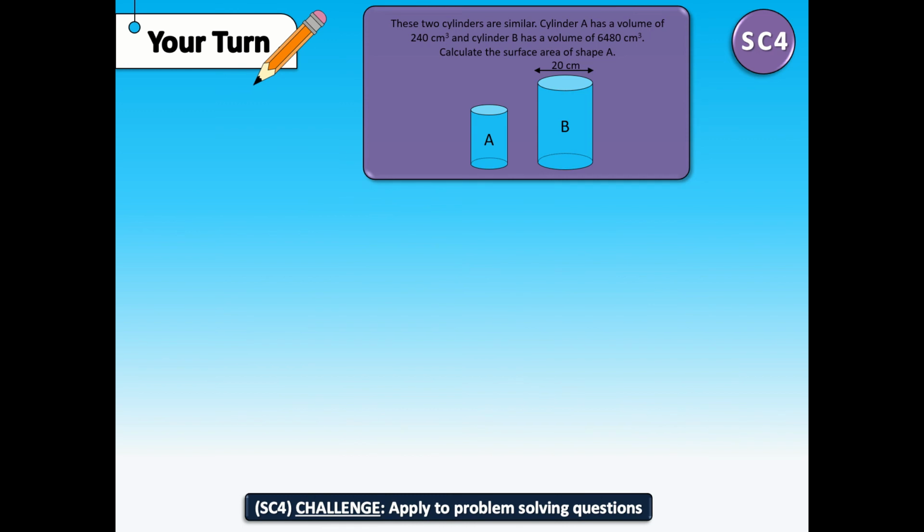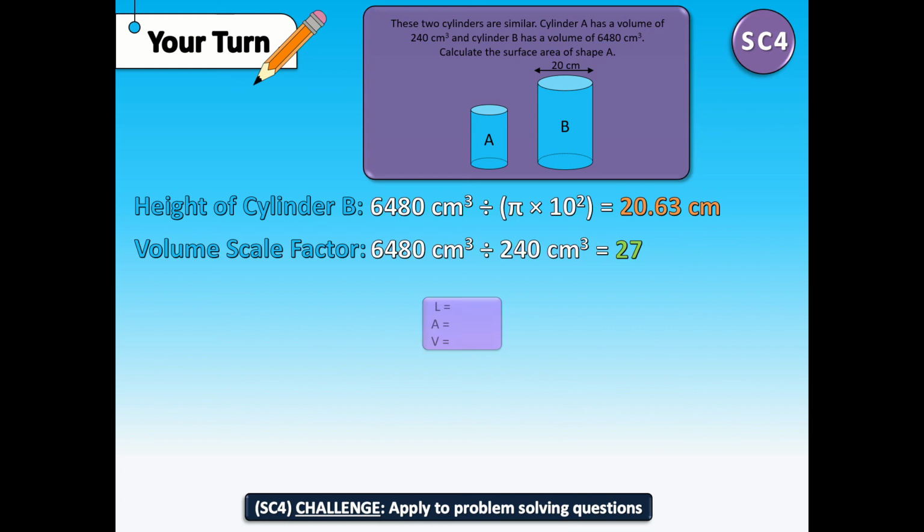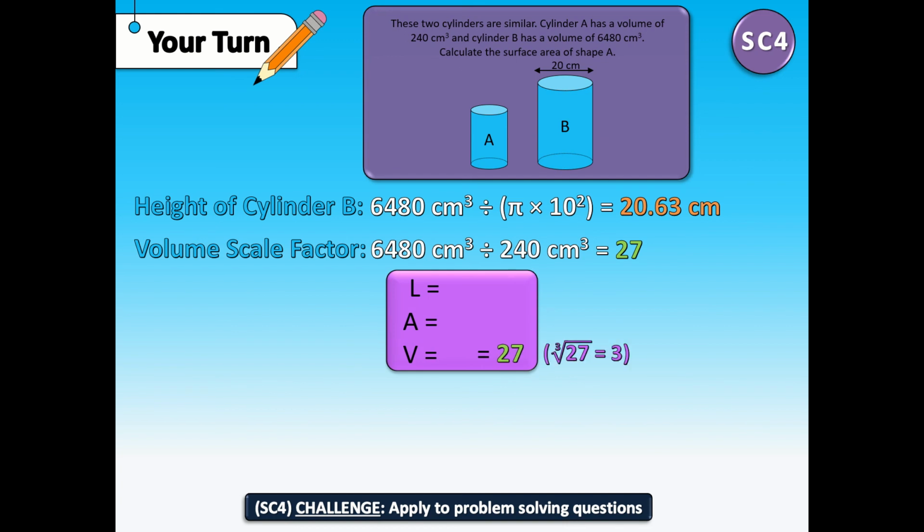Finally, the purple question. So the height of cylinder B will be 20.63 centimetres. So that means the volume scale factor would be 27. And the cube root of 27 is 3. So the length scale factor is 3. And the area scale factor would be 3 squared, which is 9.